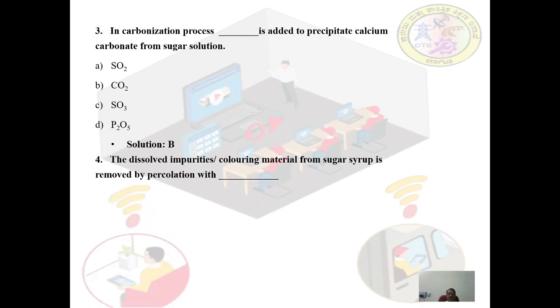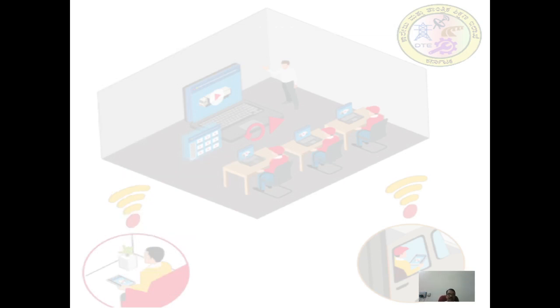Fourth question, the dissolved impurities or coloring materials from the sugar syrup are removed by percolation in dash. Option A, bone char. Option B, activated clay. Option C, diatomaceous earth. Option D, bentonite. Correct answer is option A, that is bone char.